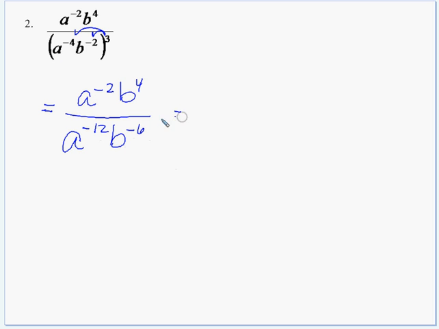Now we're going to go ahead and divide. When you divide, you're going to subtract your exponents. So negative 2 minus a negative 12 is going to get you A to the 10th. Then 4 minus a negative 6 gives you B to the 10th. Now, since we can't combine these, we can't do anything else with them, this is your final answer as well.